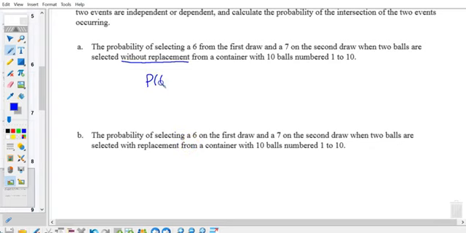So that's the probability of a 6 times the probability of getting a 7 given that a 6 already occurred, because without replacement is not independent. So there is 1 out of 10 that are 6, and then 7, there's still 1 ball in the container labeled 7, but now only 9 remain.